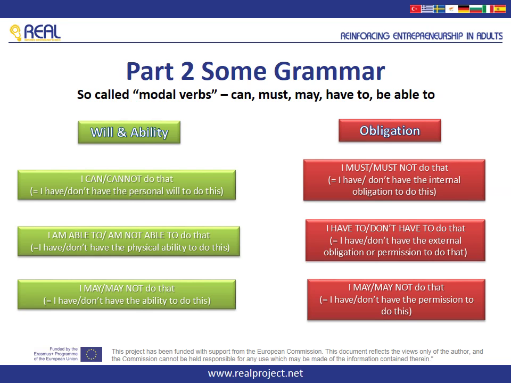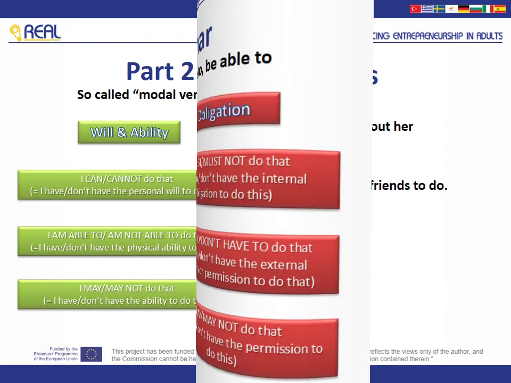Generally, there are two categories. The modal verbs can and be able to show the personal will or the ability of the speakers to do or not to do anything. The modal verbs must and have to express some obligation. The modal verb may shows, from one side, the speaker's ability to do something. For example, we can say, "I may come," meaning that I have time to come. And at the same time, we can use the modal verb may to say that we have the permission for something.